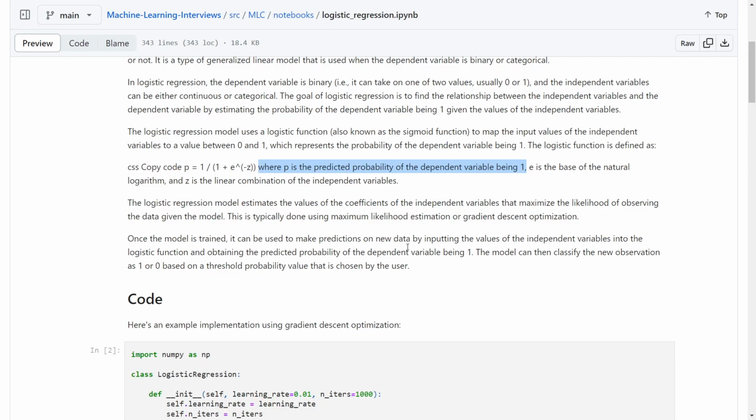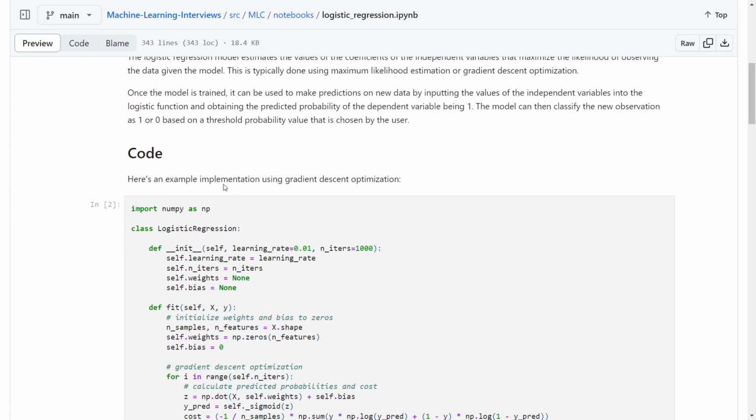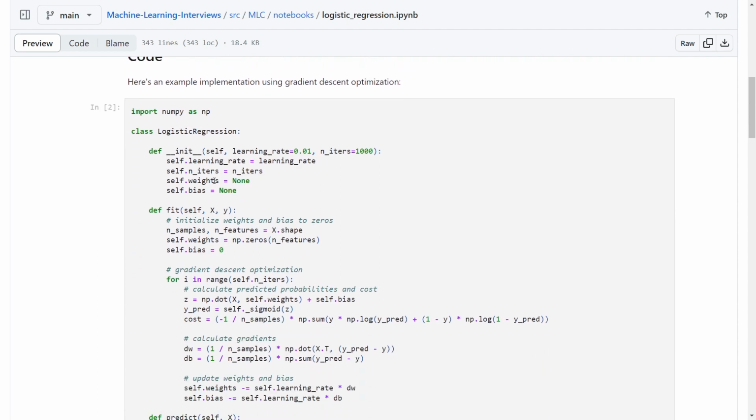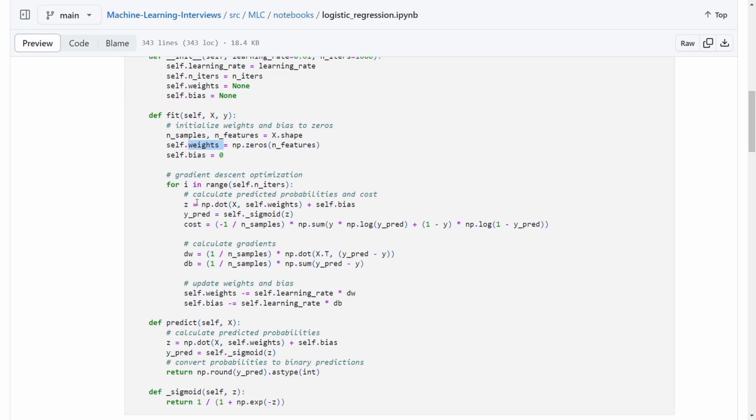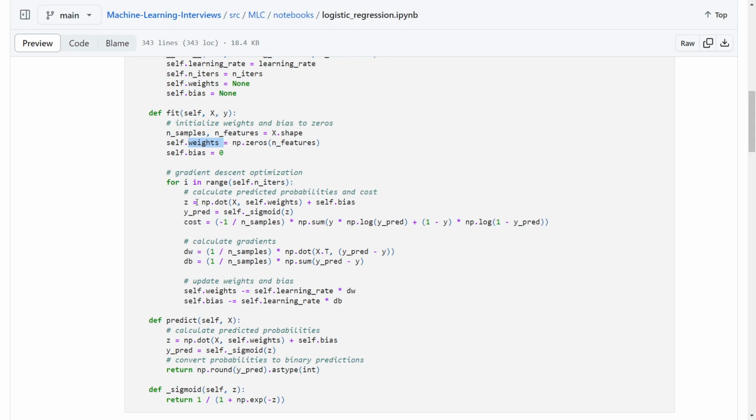If we go through the code, what we are doing here is importing NumPy, then creating a logistic regression class in which we define a learning rate, number of iterations, weights and biases as initialization. Then we define a fit function in which we get the number of samples and the number of features. For weights, we initialize them with 0 values, and biases we also define with 0 values.